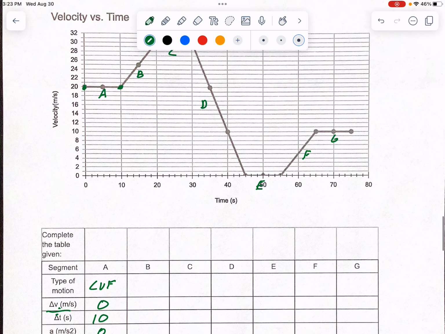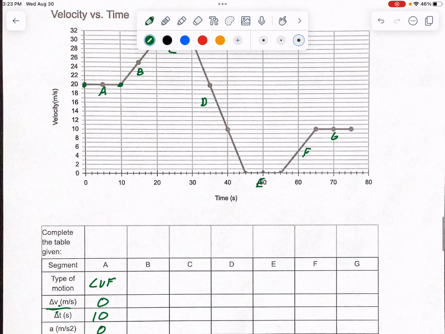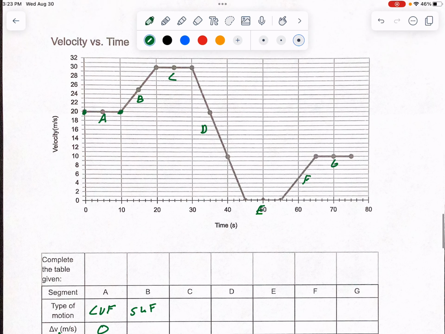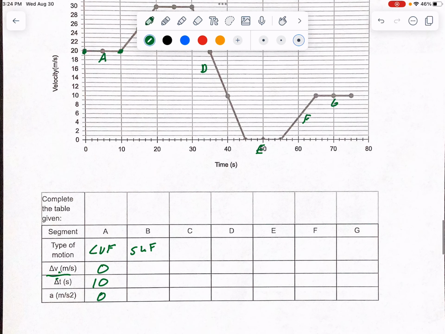Then B, we actually start moving up. So this is going to be speeding up forwards. Our change in velocity is, where did you end at? You ended at 30, and you started at 20. So 30 minus 20 gives me 10 meters per second. How long did it take? It took us 10 seconds. So 10 divided by 10 gives me an acceleration of 1 meters per second squared.